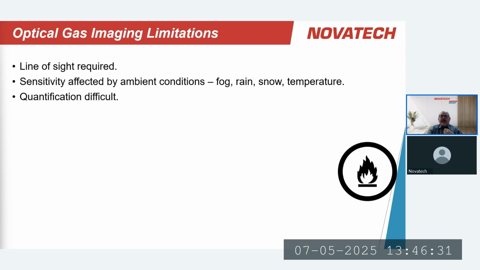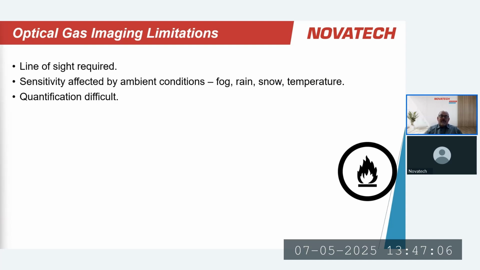But again, line of sight: if something is blocking the instrument, it's obviously not going to work. Limitations again with sensitivity due to ambient conditions. If we have heavy rain coming down on surfaces, it tends to equalize all of the temperatures, so the system may not work until things warm up again potentially. And again, quantification, it's an approximation. It's not a true number necessarily. So those are the techniques that are used for detecting gases.